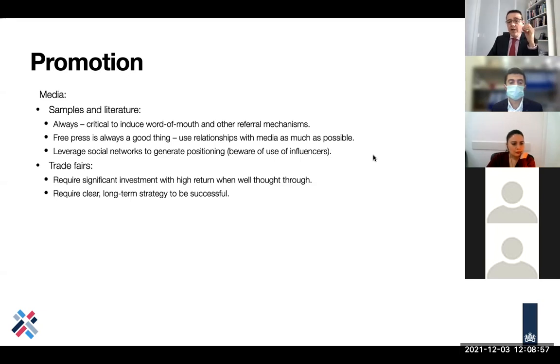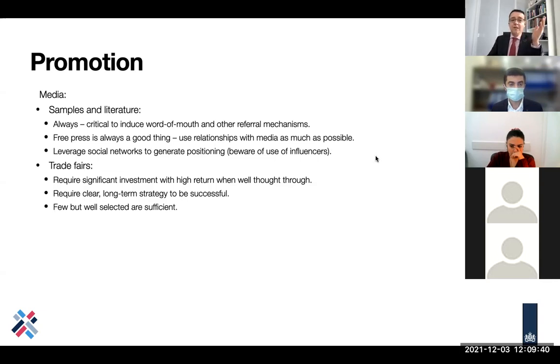They require a very clear long-term strategy because they're not like your local bazaars. It's not like you go to the trade fair in Dubai to sell in Dubai, and then you go to the trade fair in the UAE to sell in the UAE, and then you go to the trade fair in Cologne to sell in Germany. No, that's not the way it works. You need to think very clearly, very strategically, which are your target markets, which are your target clients, who you are going to reach, and how this trade fair helps to reach them. It requires long-term strategic thinking.